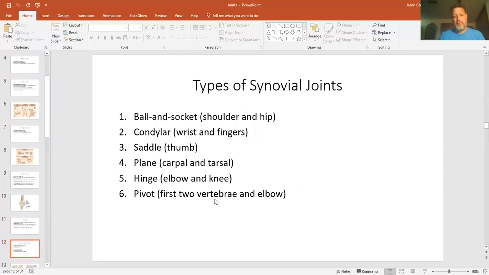Types of synovial joints. These are complex. We got a ball and socket, two locations, your shoulder and your hip. Condylar, these are in your fingers and your wrists, right through here. Saddle is on the thumb. Planes are in your carpals and tarsals. They're good for sliding, moving your hand back and forth. Hinge, elbow and knees are the best ones for that. Then pivot. So up at the top, you're between vertebrae 1 and 2, we can turn around, we can pivot our head. And again, like I said on the wrist, we can pivot the wrist. So that's what we're talking about with the elbow. This is the radioulnar joint right here.